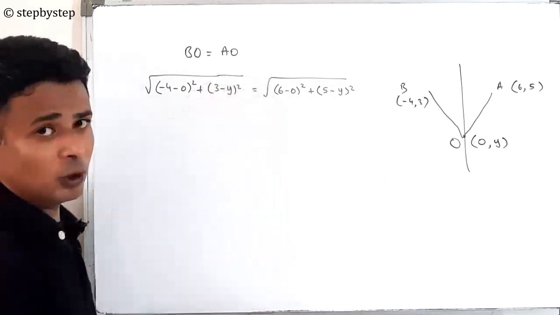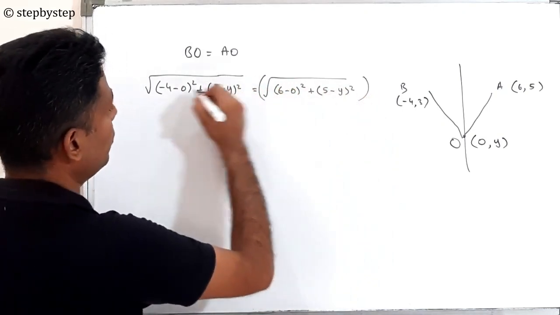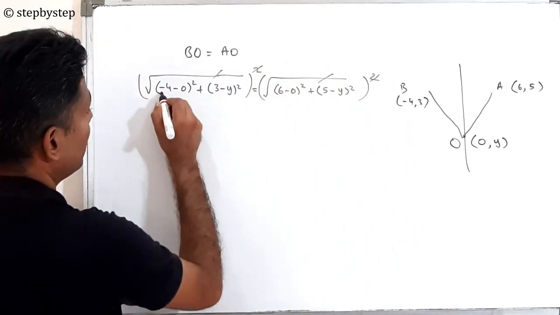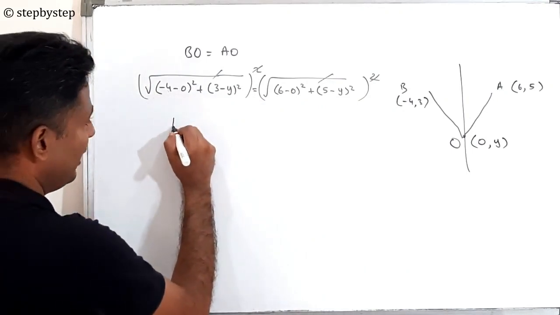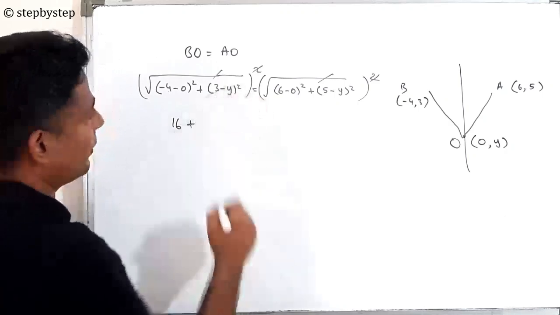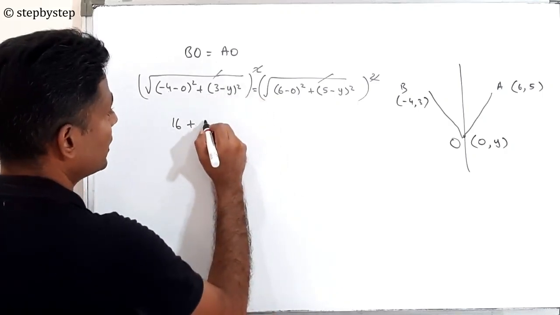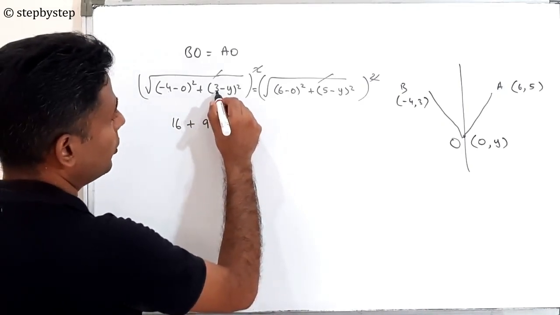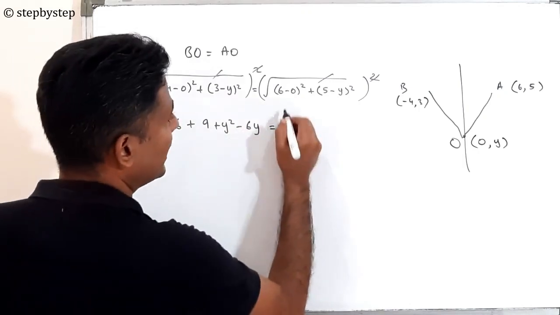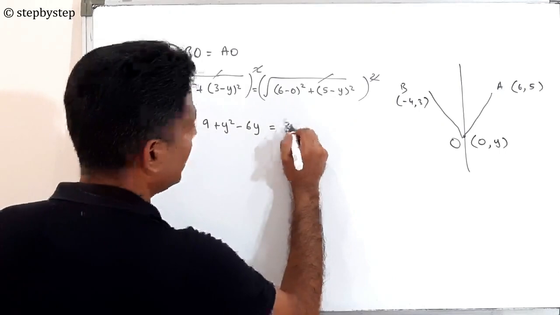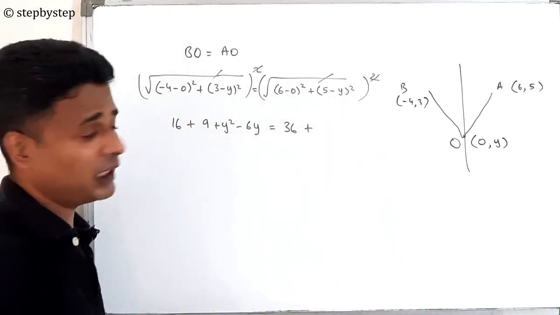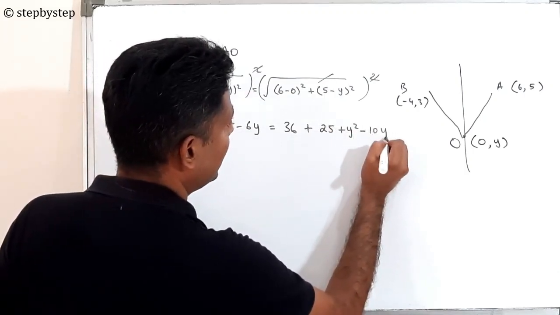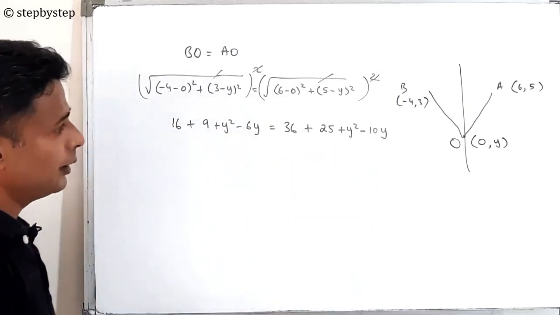Now again we have square root on both sides. So what will I do? I'll square on both sides. So square and square root cancels. Now minus 4 minus 0, minus 4 whole square, is 16, plus 3 minus y whole square. Again you have to use a minus b whole square formula. So 3 square plus y square minus 2ab, that is minus 2 into 3, 6y. And here you'll get 6 minus 0, 6 square is 36, plus again we have to use a minus b whole square formula. So 5 square, that is 25, plus y square minus 10y. By applying the formula, this is what we get.